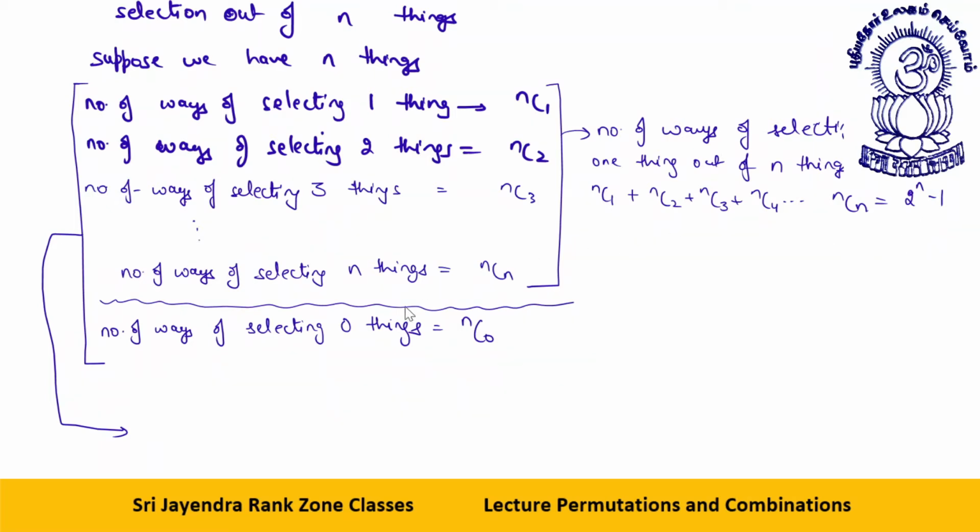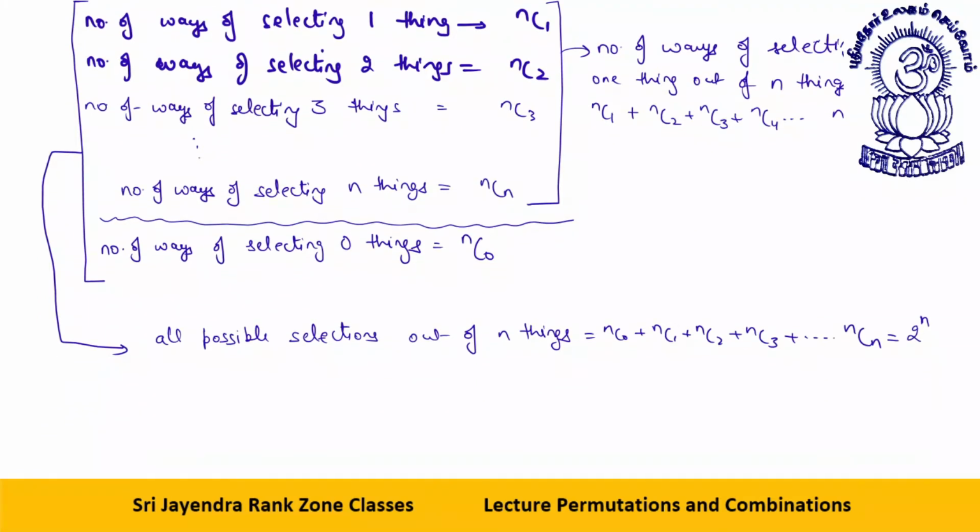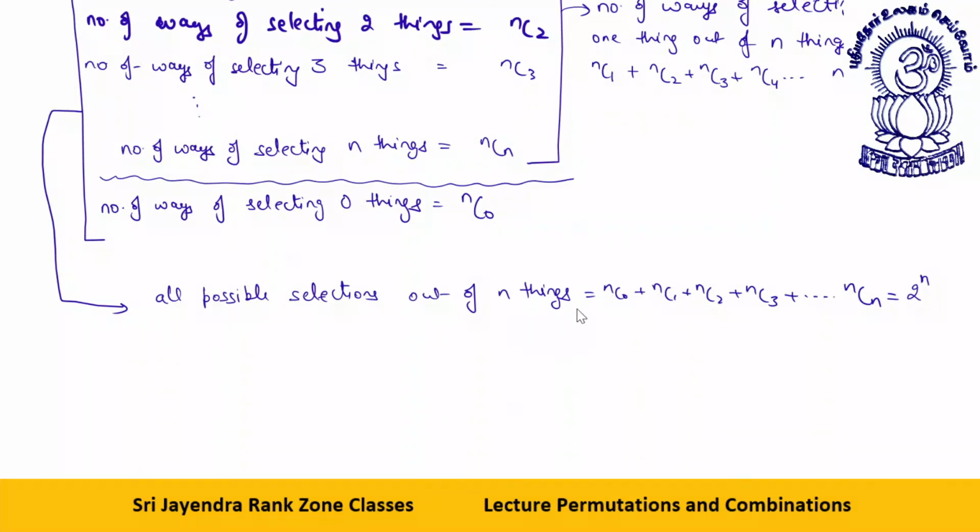See, dear friend, all possible selections out of n things are NC0 plus NC1 plus NC2 plus NC3 up to NCN. This will be 2 raised to power n. See, dear students, how come? How is this coming? I'll show you.